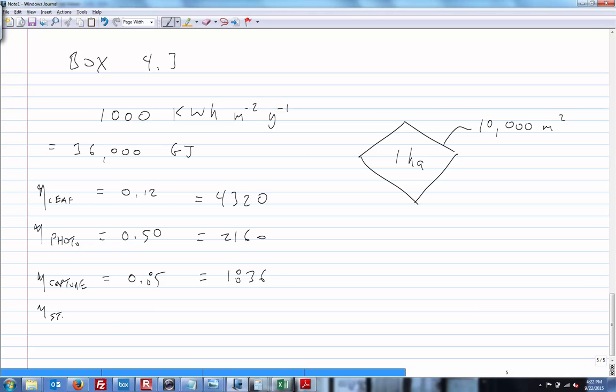So eta store. The rest is just going into metabolism, 0.21. So now we're all the way down to 386 gigajoules. 40% of that is lost in respiration to sustain the plant, or lost in photorespiration. Respire, 0.40. That leaves us with only 231 gigajoules.